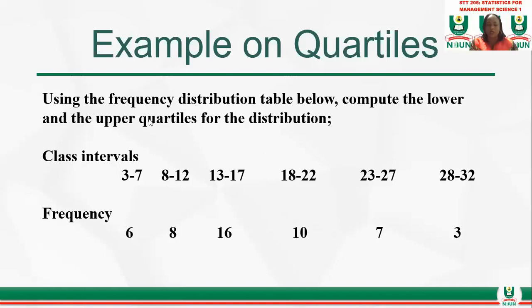No. Take it easy. That's wrong. I said the first one is 6. The next value will be 6 plus 8, giving you 14. Okay? 14. The next one is what? 8 plus 16. That's 30. Good. Plus 10. 40. Plus 7. 47. And the last one? 50. Complete. That's very correct. That's how you get your cumulative frequency.